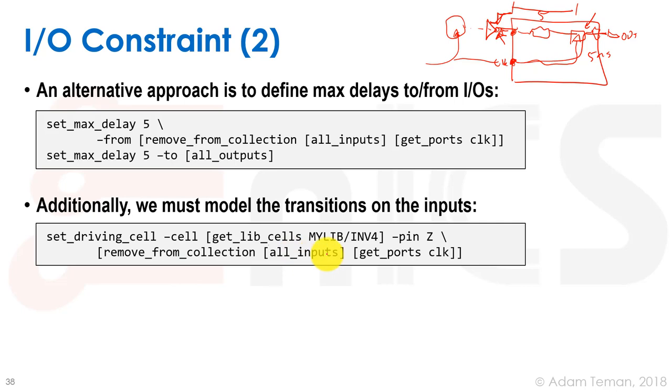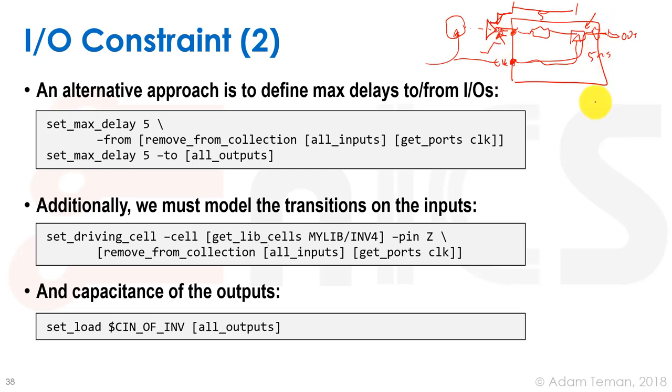Again, we would do it on all of the inputs except for clock. In fact, it's very important to model what the driver is here. We can also say what the input transition is, instead of putting a driving cell, but it would be better to put a driving cell over there instead of an ideal ramp.